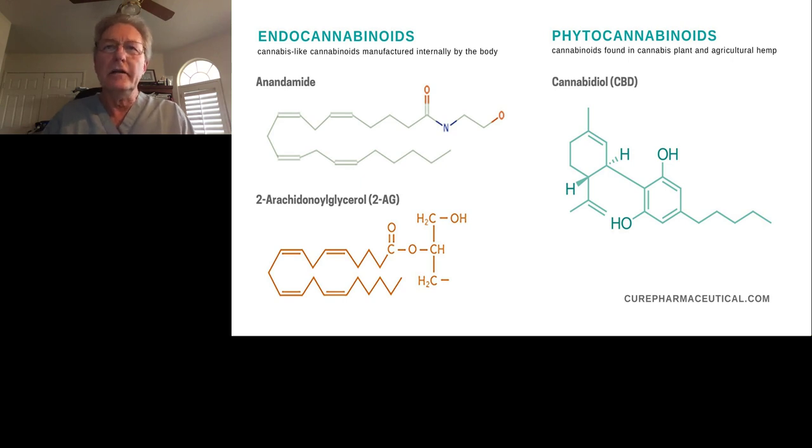In this slide, it's showing you the 2 main endocannabinoids, anandamide and 2-AG. These endocannabinoids are endogenous lipid-based retrograde neurotransmitters. THC mimics the effects in the body of anandamide, and CBD mimics the effects of 2-AG.